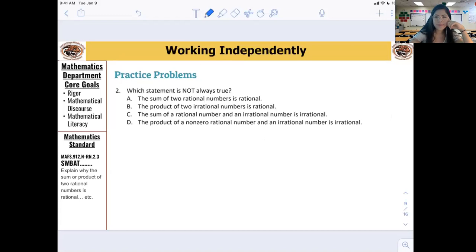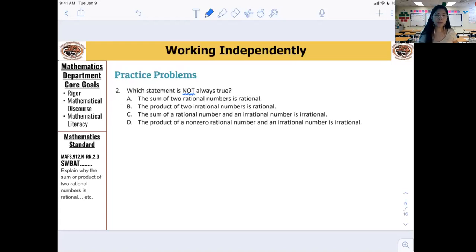Okay. Let's take a look at what happened. So it looks like B was the most popular answer. And now let's just read them and check. Because again, if you remember those rules, this should not be very difficult. The only difficult thing is that we're looking for which one is not always true. So which one is false?